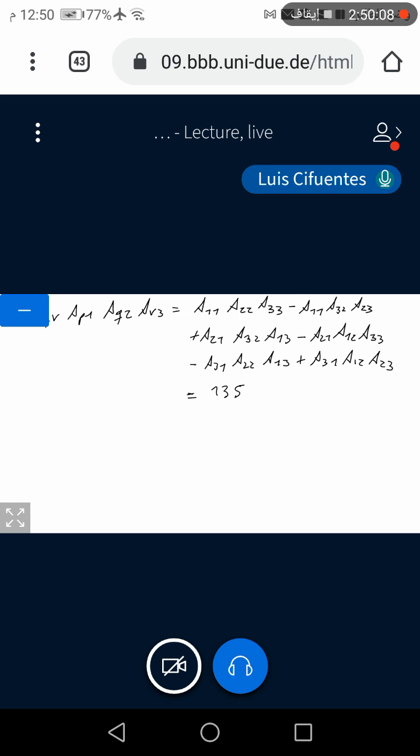I see some comments here. Man Chang asks about the first 3, 3, 1. Yeah, we have the Levi-Civita symbol epsilon_321. Epsilon_321 is negative. That's why we have minus a_31. Yeah, epsilon_321 is negative.